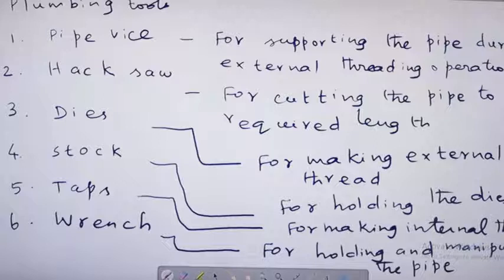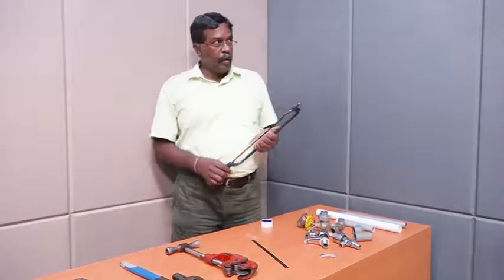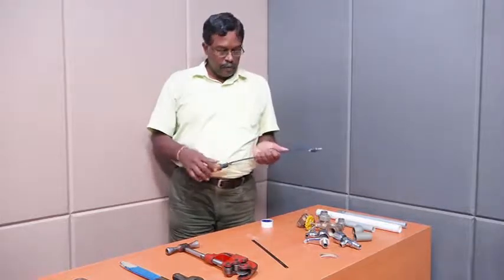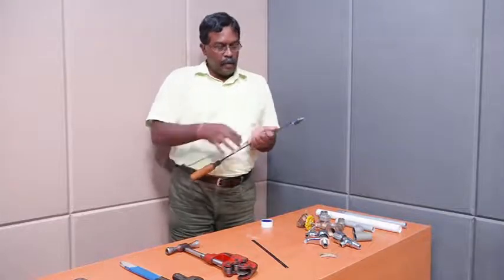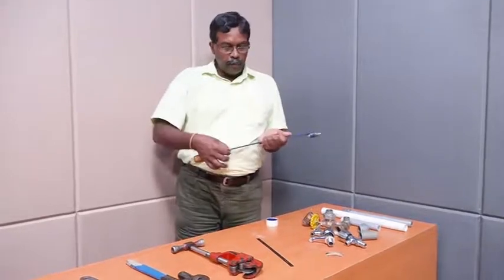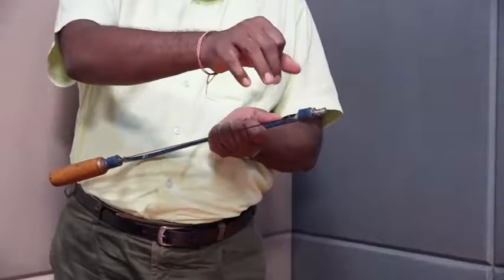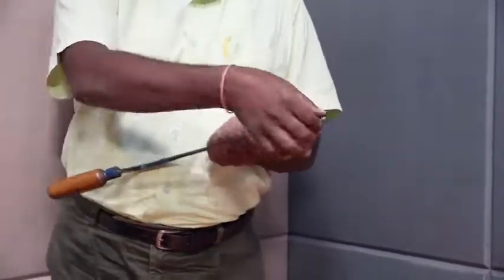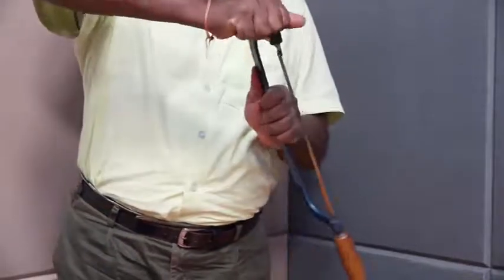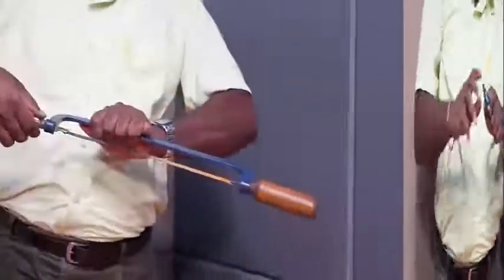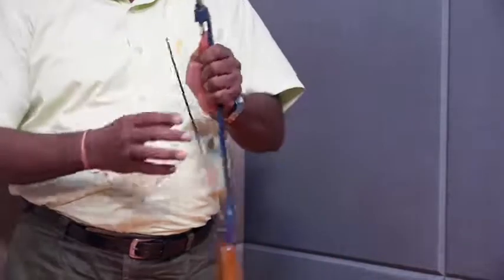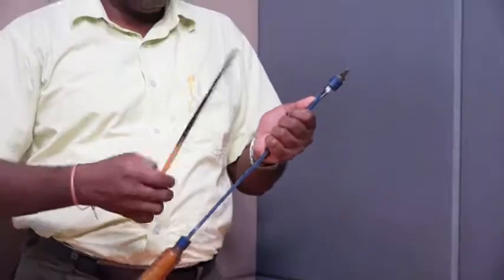We shall show the various tools used in this plumbing practice one by one. Before showing the pipe vise, I shall show the hacksaw. This is the hacksaw. This portion is the frame of the hacksaw, the handle, and this is the hacksaw blade. This hacksaw blade is fitted in between two prongs using this wing nut. By unscrewing this wing nut, we can remove the hacksaw blade from the hacksaw frame. These are the two prongs in between which we can fit this hacksaw blade.